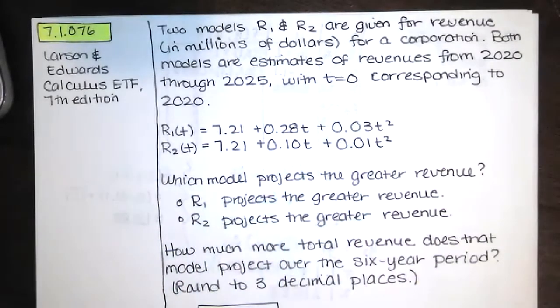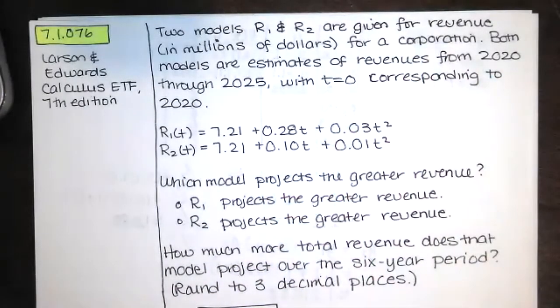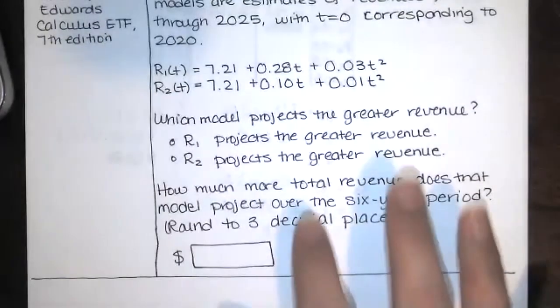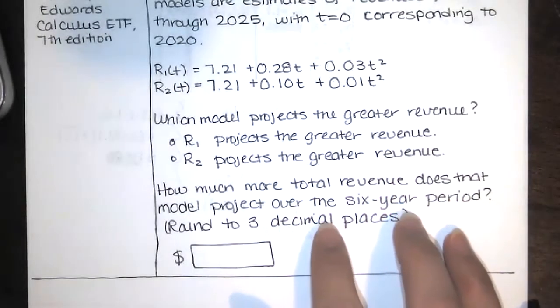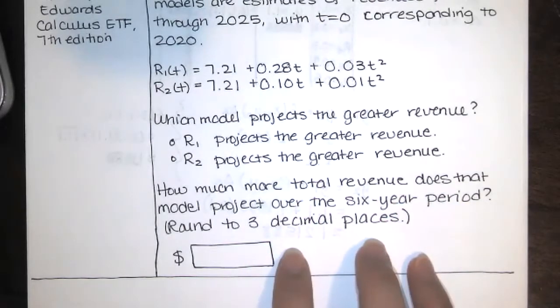The first part of the question asks, which model projects the greater revenue? Is it R sub 1 or R sub 2? And then we're asked, how much more total revenue does that model project over the 6-year period? And then we're asked to round to 3 decimal places.